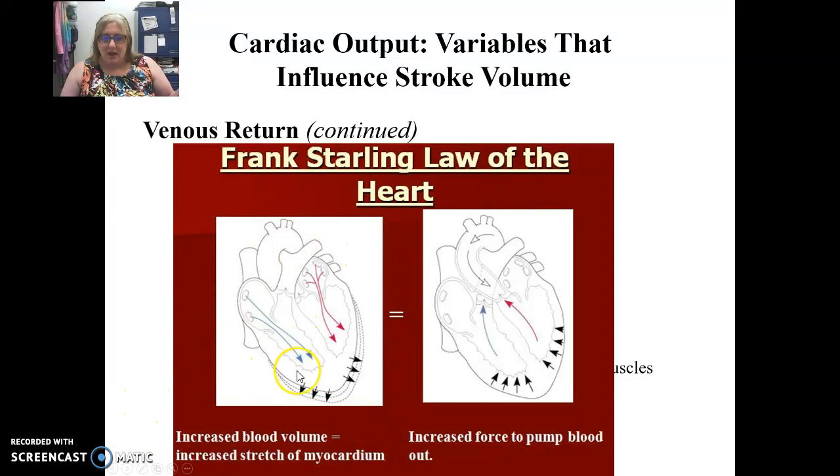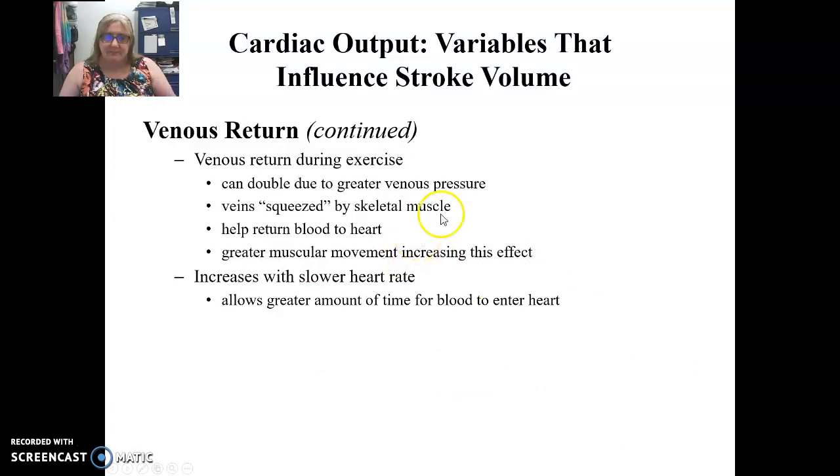This is a picture that I found on Google Images, and it just shows the laws of the venous return. If you have increased blood volume, you're going to increase the stretch on the myocardium. Ventricles will contract more forcefully. And if you decrease the amount of blood coming back, that's going to decrease the stretch because you're not pushing as much, and that's going to decrease the force of the ventricles pushing blood out.